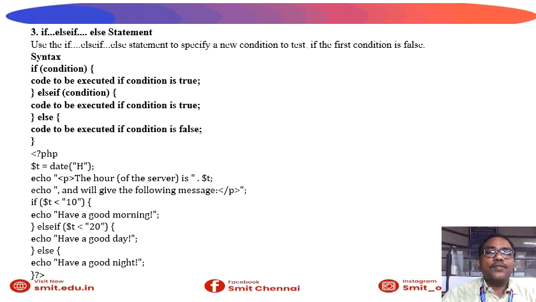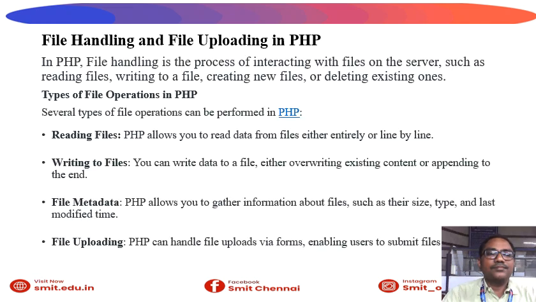Now the third one is if else if. Now in this, the condition will be checked two times. First time it will check for the condition. If it is true it will go to the executable part, otherwise it will go to the else if part. If that condition is also false it is going to go to the else part.